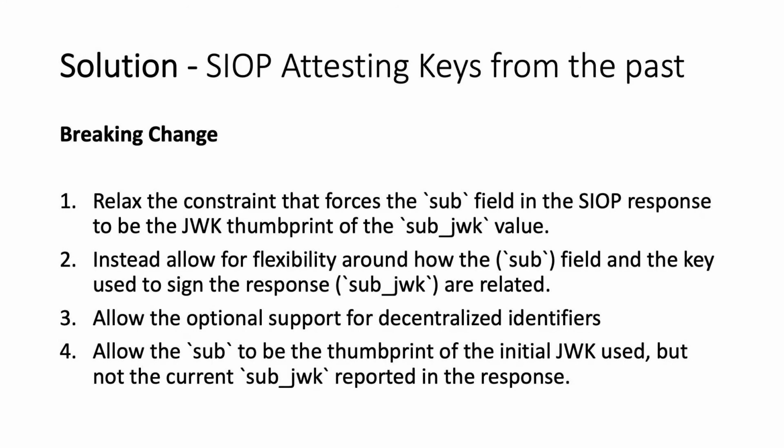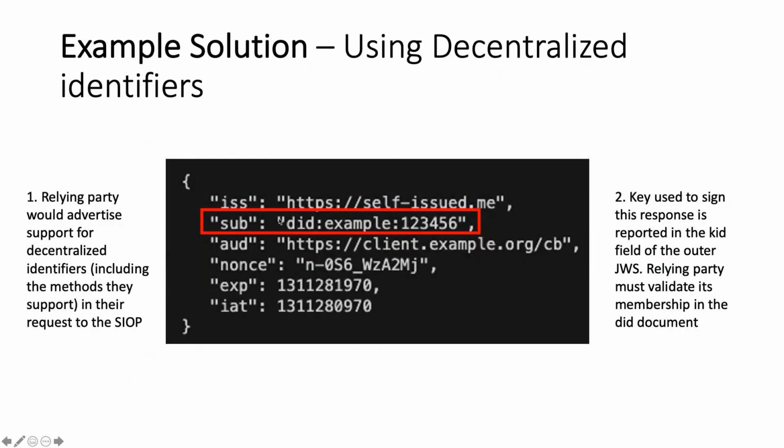How that might look is something like this. So the relying party would need to advertise support for something like handling DID resolution, decentralized identifiers, in their request made to a SIOP provider. And then the key used to sign this response is reported in the KID of the outer JWS. And relying parties would then validate the key's membership in the DID document. And key rotation is handled, for those who are unfamiliar with decentralized identifiers, by that technology.